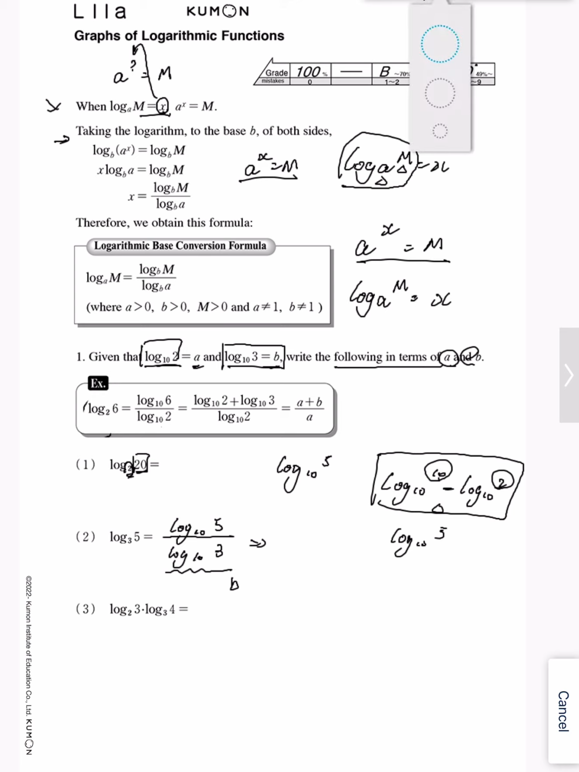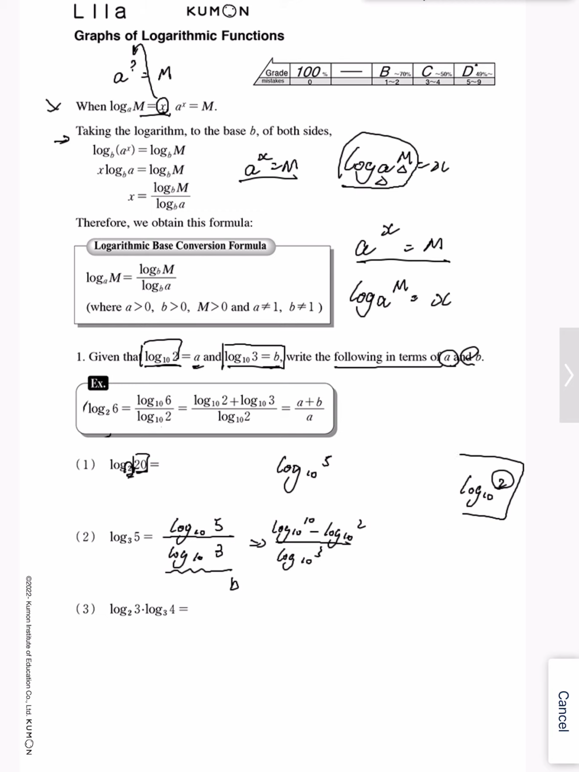Okay, so given that rule over here, I now know that log base 10 of 5 can be written as log base 10 of 10 minus log base 10 of 2, and the bottom will be log base 10 of 3, which I already know. Let me erase this part. If that's the case, you already know that the top, log base 10 of 10, is equal to 1, minus log base 10 of 2. I already know that this is equal to a, so then 1 minus a over b. That would be the answer for the second question.